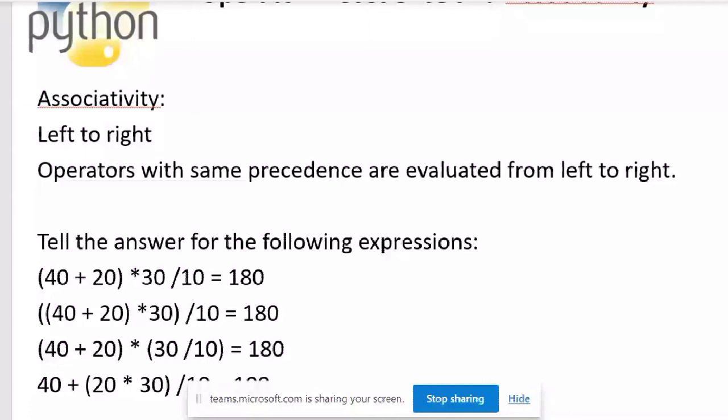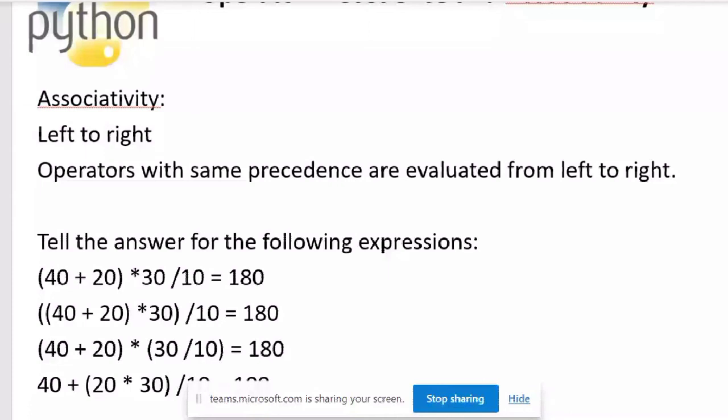Okay, then what about the third example? In the third example, we are having two separate parentheses. They are not nested, right? Two separate parentheses. Then which is first? Addition. Obviously we'll come from left to right. Obviously addition is first, then it performs the next one.